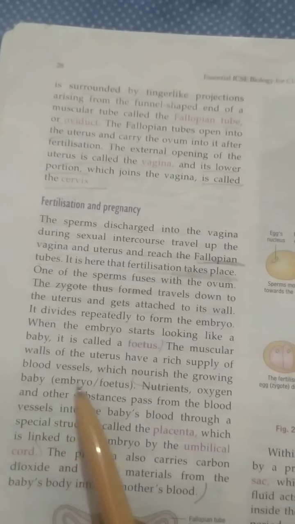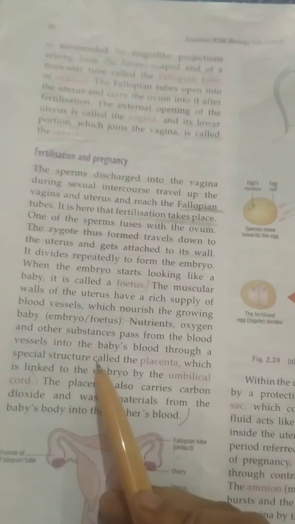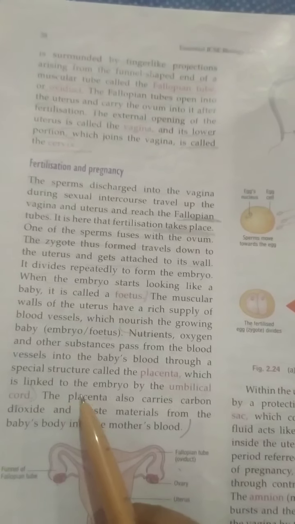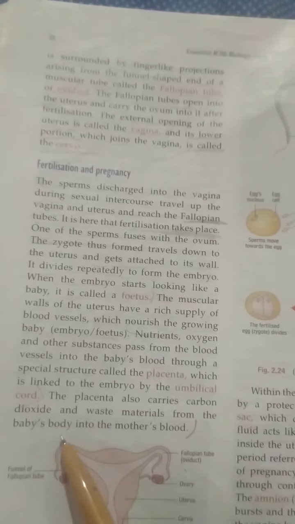The muscular wall of the uterus has a rich supply of blood vessels which nourish the growing baby, the embryo or fetus. Before birth we call it a fetus. Nutrients, oxygen and other substances pass from the blood vessels into the baby's body through a special structure known as the placenta, which is linked to the embryo by the umbilical cord. The placenta also carries carbon dioxide and waste material back from the baby's body into the mother's blood.